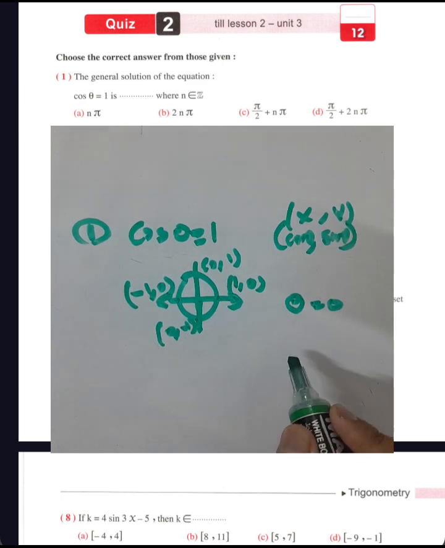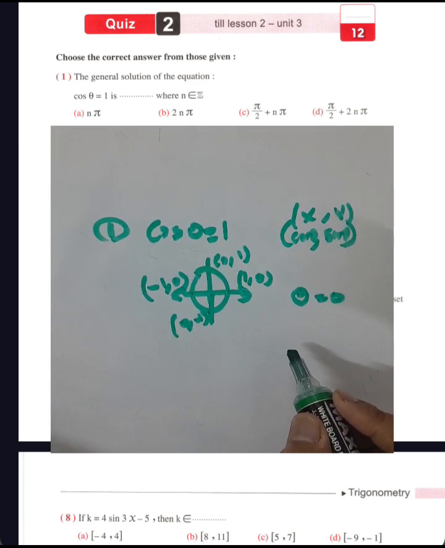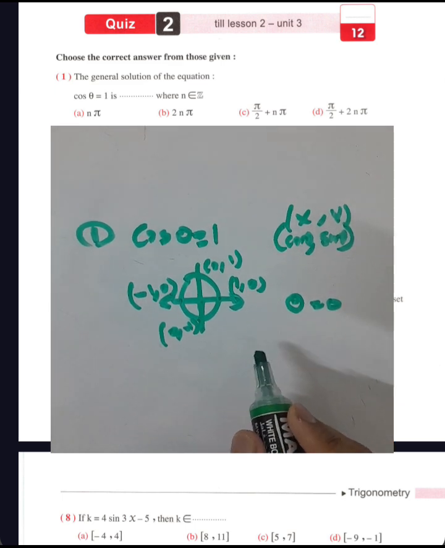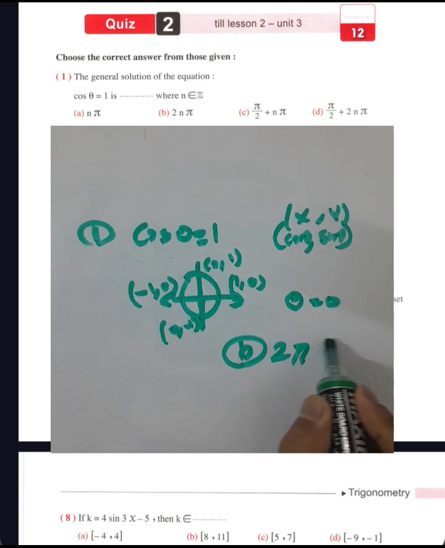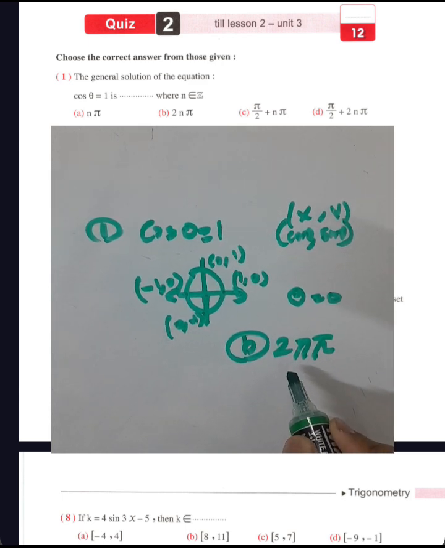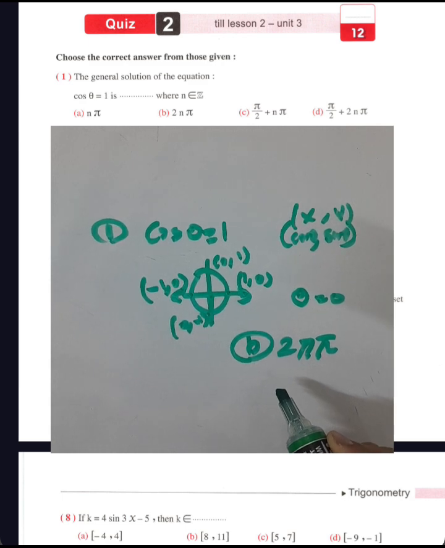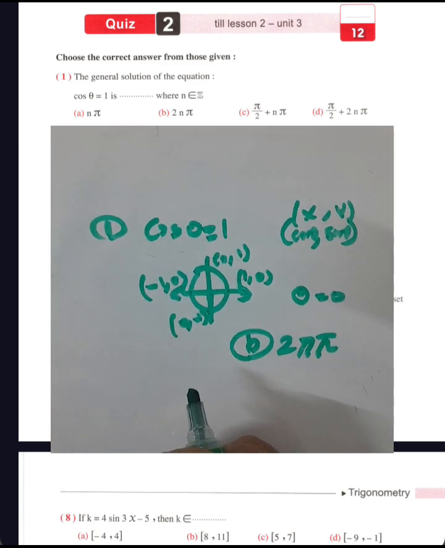We want to find the general solution. We can write 0 plus 2 pi n, so the result will be 2 pi n. Then the general solution is 2n pi, or 2 pi times n. Choose letter B for this example. Understood? That's question number 1.